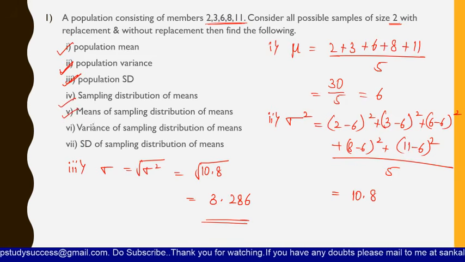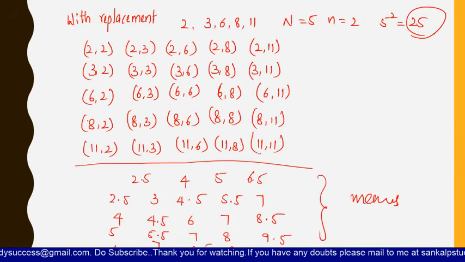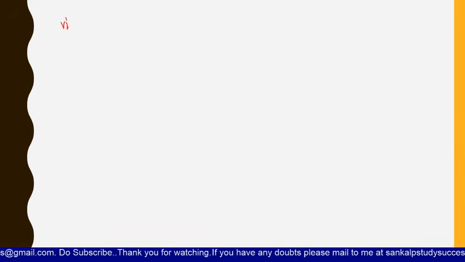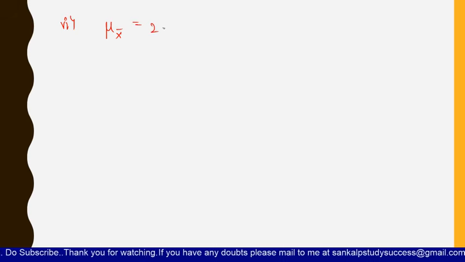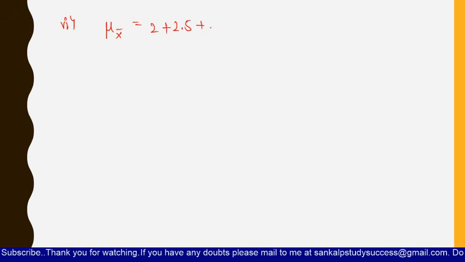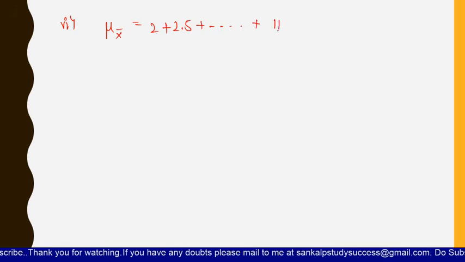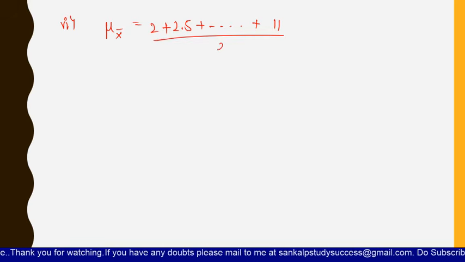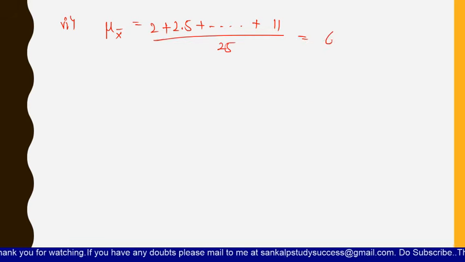Now you have to find out the mean of all that sampling distribution, right? This is the fifth one. Now you need to find out the sixth one, which is you have to just add each and everything and divide by 25. That means 2 plus 2.5 plus and so on up to 11, divided by 25. Then you will get the value as 6.